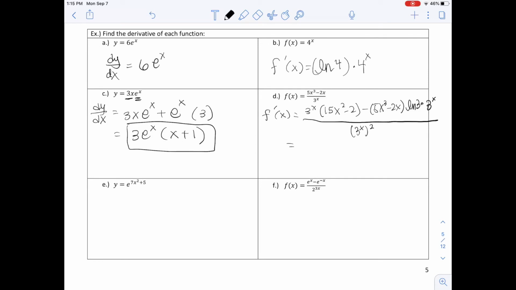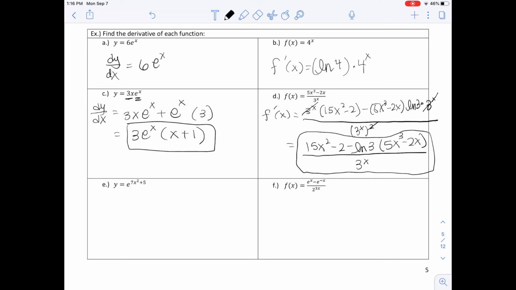So from here, if you notice, both of your terms have a 3 to the x, so you can cancel out the 3 to the x with one of the 3 to the x's down at the bottom. And we can't do much simplifying. We do end up with 15x squared minus 2. If you want, you can distribute your negative and your ln of 3. I'm going to leave this and just say ln of 3 times 5x cubed minus 2x. We can't combine anything else because of that logarithm, the ln of 3, divided by 3 to the x.